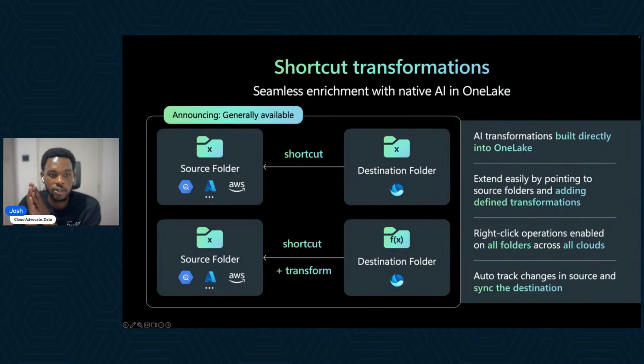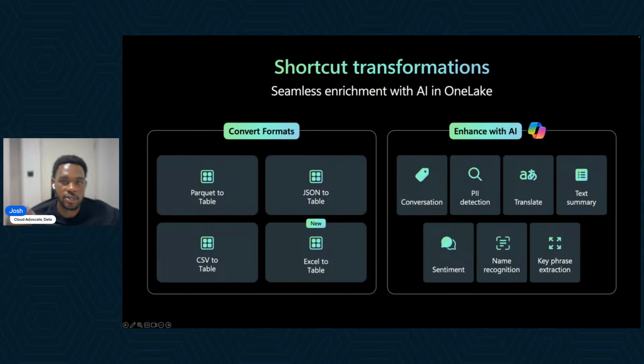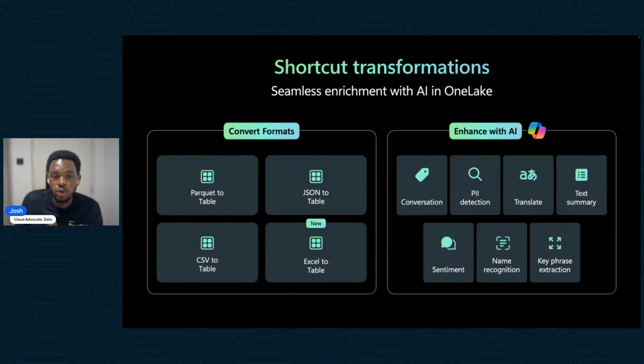You have shortcut transforms, but beyond shortcut transforms, we also thought possibly we can take this a step further and enhance the shortcut transformations with AI, and that's AI shortcut transforms. Now, shortcut transforms can help you do things like converting your Parquet to tables, your CSV files to tables, Excel files to tables, JSON to tables. But then we can also take this a step further with AI shortcut transforms. And what AI shortcut transforms do is handle some of the tasks that you have to do with the data when it comes in.